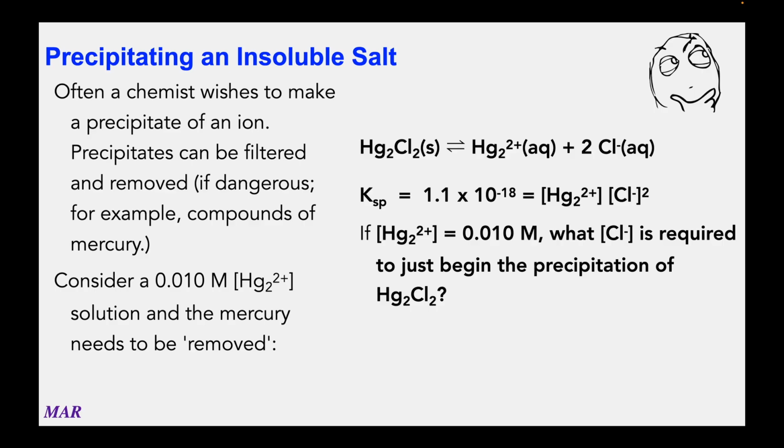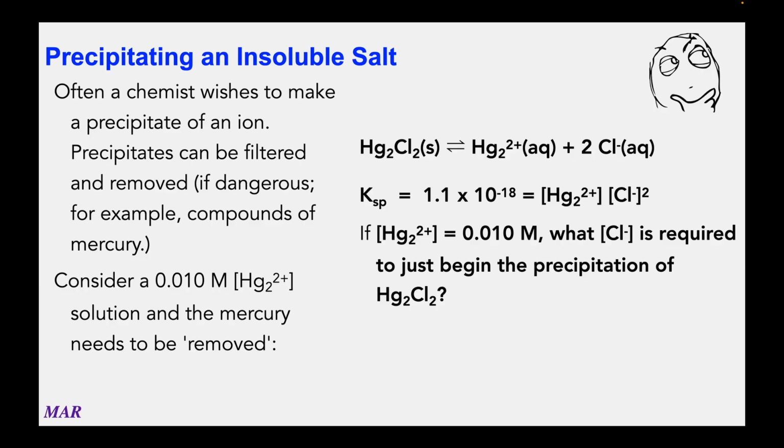So let's say that somewhere, maybe in your grandfather's basement or whatever, you find a 0.010 molar mercury(I), Hg2 2+, solution. Now, why that was in your grandfather's basement, no clue at all, but just go with it, okay? Anyway, let's say we want to get rid of the mercury. We want to remove the mercury from the water.